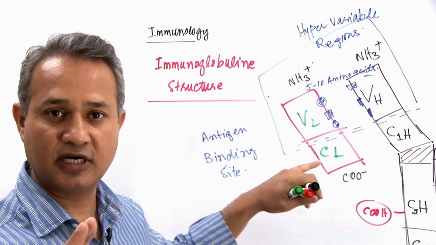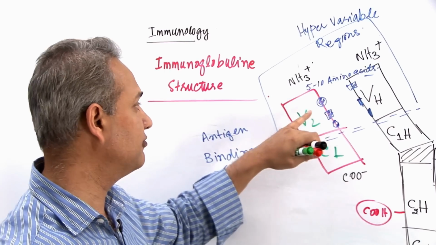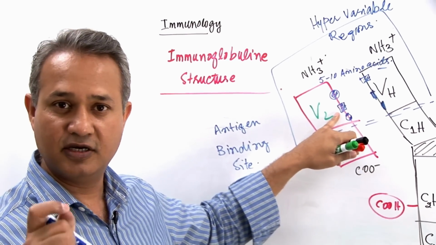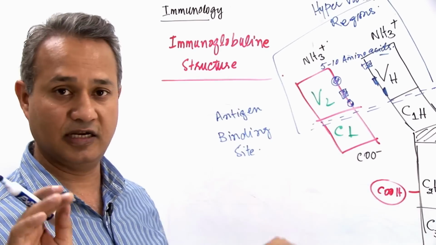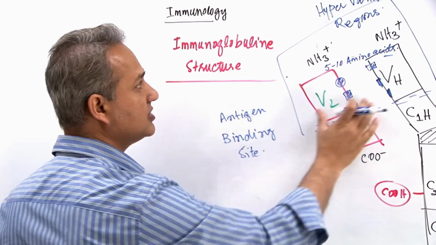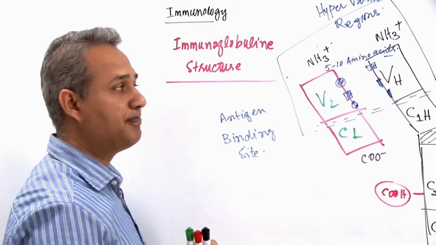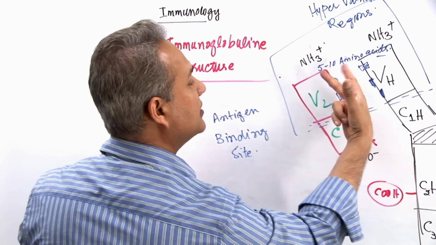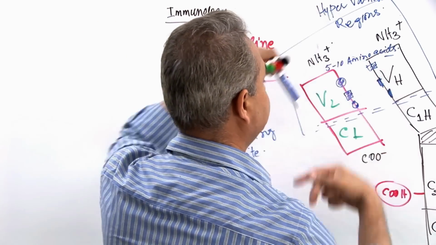Keep this in mind as we start talking about the genetics, this will be useful information. Every one section here, fragment here, region here is made up of 5 to 10 amino acids. So this is the antigen binding site. The pathogen, so have you seen a plier? So the pathogen will be held here.